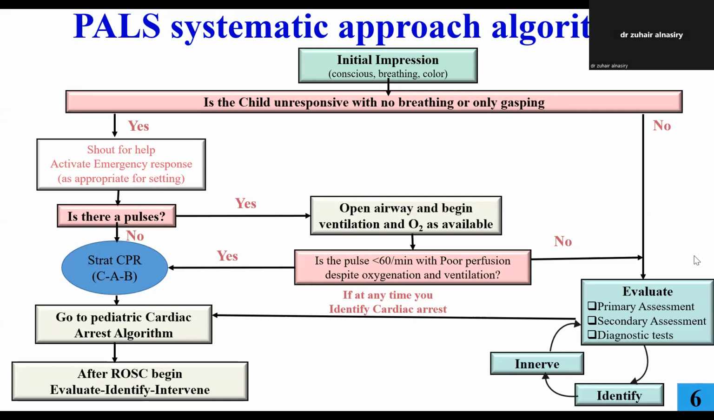Now, from these three questions, you will decide whether the child is unresponsive or responsive. So with your initial impression, you go to a child who crashed in front of you. You look: is the child conscious? We will talk later about what conscious means. Is the child breathing or not? And what is the color of the child? Is the color pink or not?